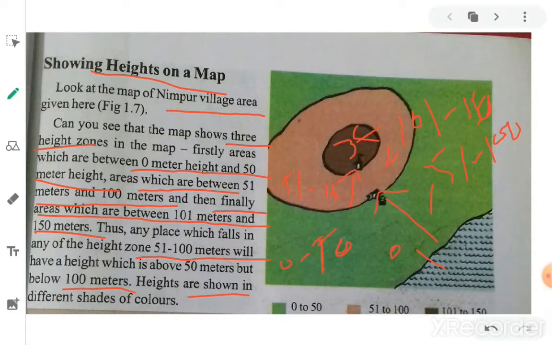So heights are shown in different shades of colors, so that we can identify them easily. Here for the sea we used blue color, and for the greenery of the landform we used green color. From the village to the temple, because it is a higher mountain area, we used light brown color, and from the temple to the top of the mountain it is thick brown color. Like this we can use different colors while showing heights on the map.